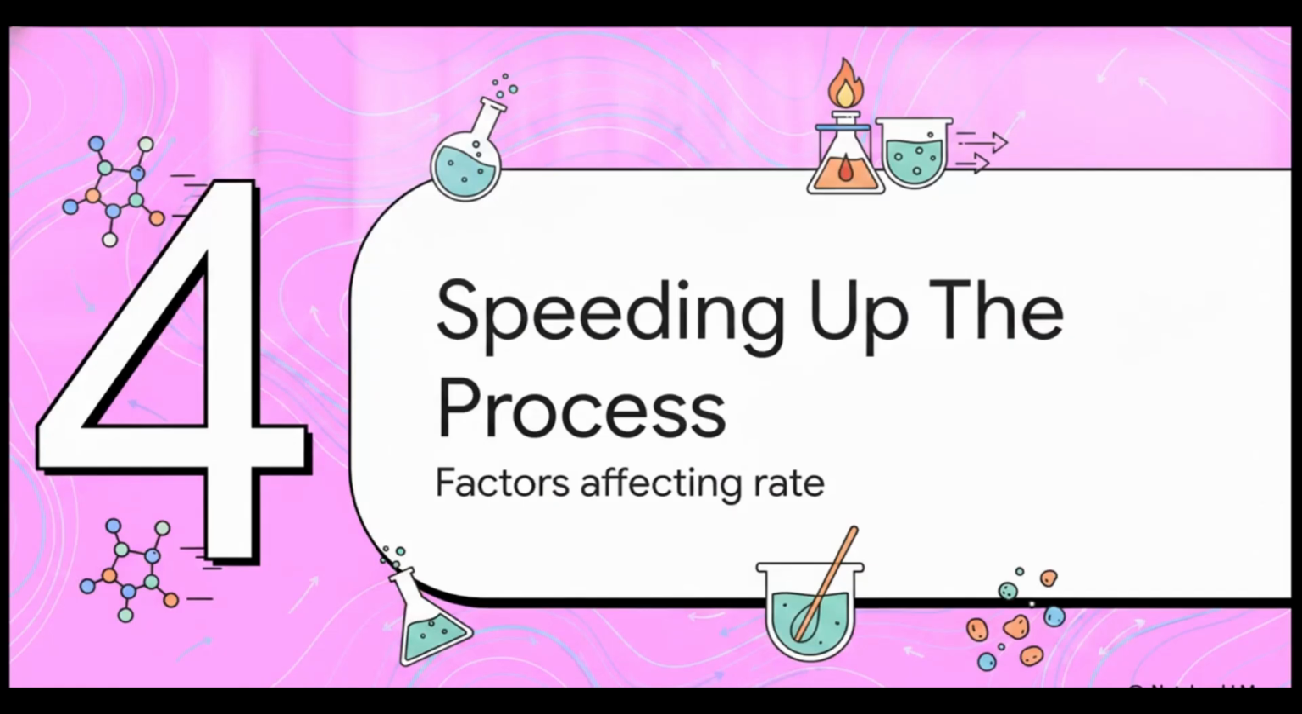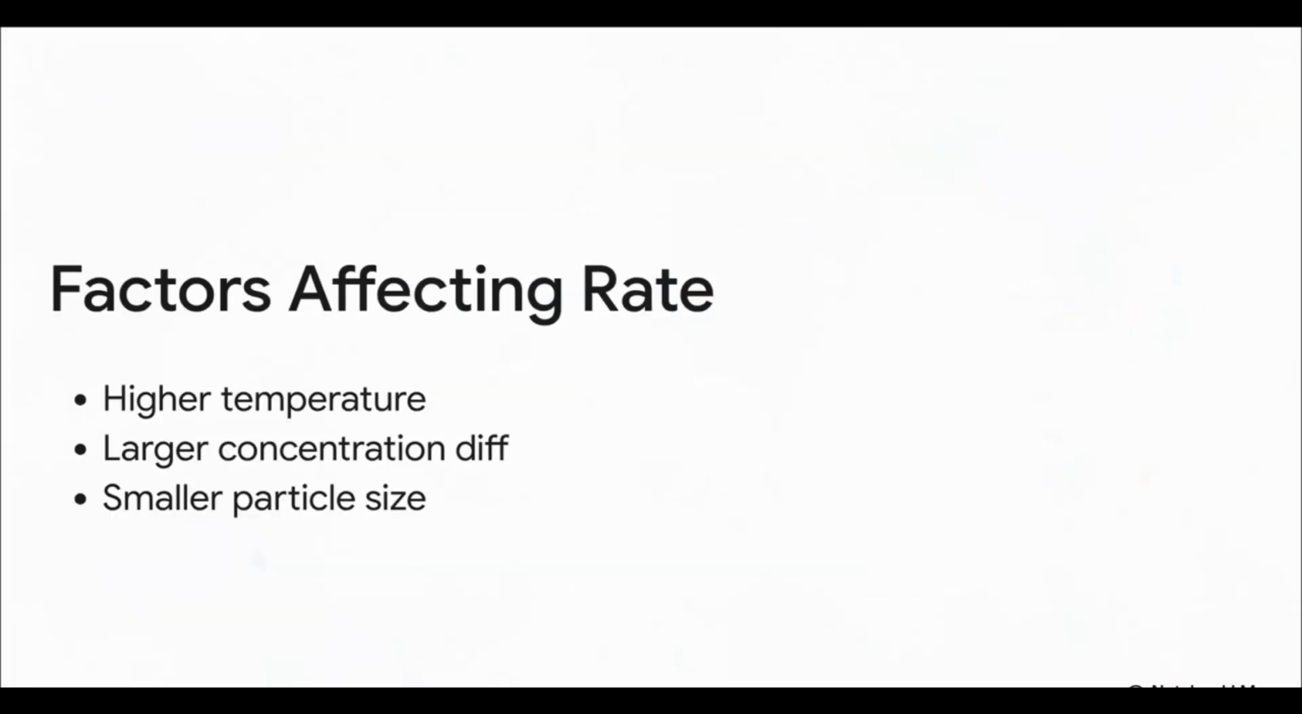All right, section 4, speeding up the process. Let's look at the variables. Now you might be wondering, if diffusion is just this natural random occurrence, are there ways we can actually manipulate it? Are there specific cheat codes we can use to speed up the universe's natural tendency to spread things out?